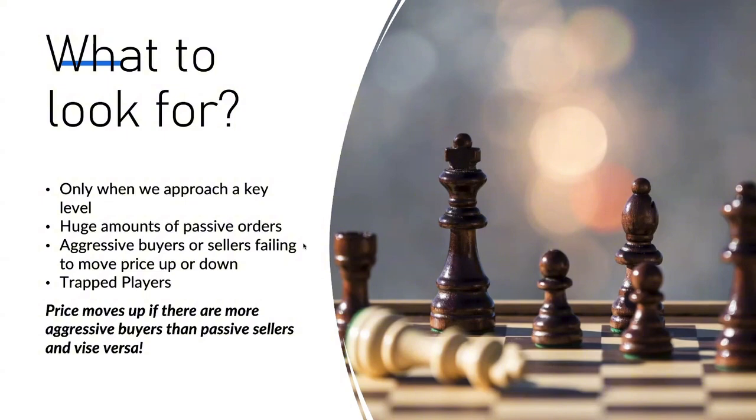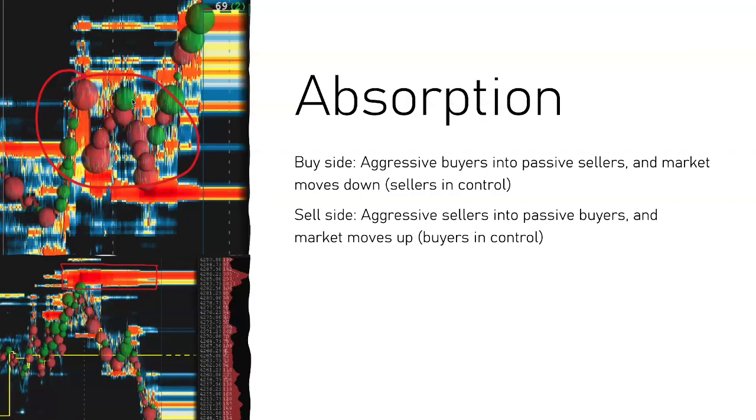And really how you read the relationship on Bookmap is, price will move up if there are more aggressive buyers and passive sellers, and vice versa. That's the relationship you want to read. So what absorption really means is, on the buy side, aggressive buyers into passive sellers, and the market moves down, so sellers are in control. The other side is sell side absorption, which is this right here, aggressive sellers into passive buyers, and the market moves up, buyers in control. If it doesn't look perfect, if you're a little confused about whether that's absorption or not, it's probably not absorption. It will look very obvious and very perfect. So if you're confused about it, don't take it, just move on to the next setup.